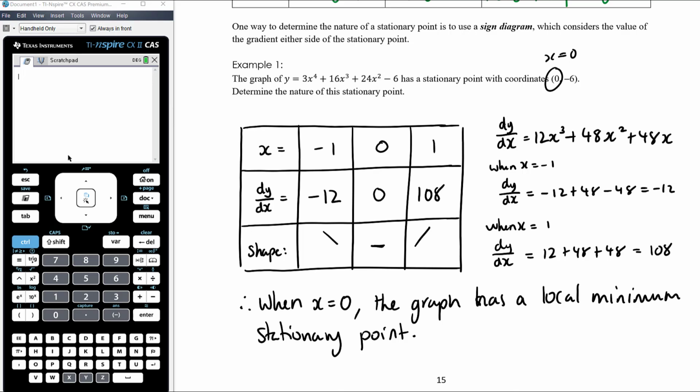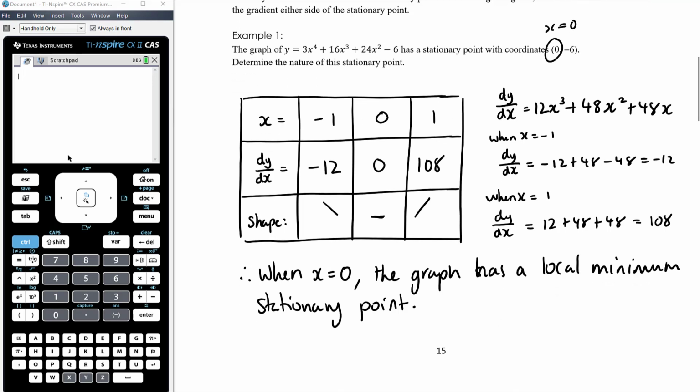Okay, be clear about the fact that you don't say x equals 0 is a minimum. The x coordinate's not the minimum value of the function. When x is equal to 0, the graph has a local minimum. Or you can write the point 0, -6 is a local minimum point. But be careful about the fact that x equals 0 isn't a minimum. It is the x value that gives the minimum value of the function.